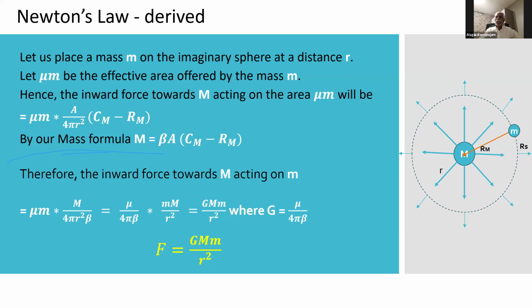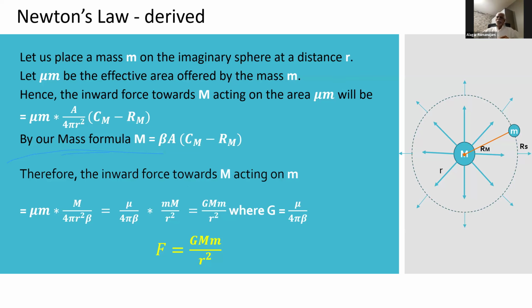The point is that we are getting M because of our mass formula. If we don't have the mass formula, we cannot bring the capital M inside the picture. We are able to bring the capital M inside the picture because of our mass formula. So the mass formula is all important. And using that as an application, we have derived G M m by r square.